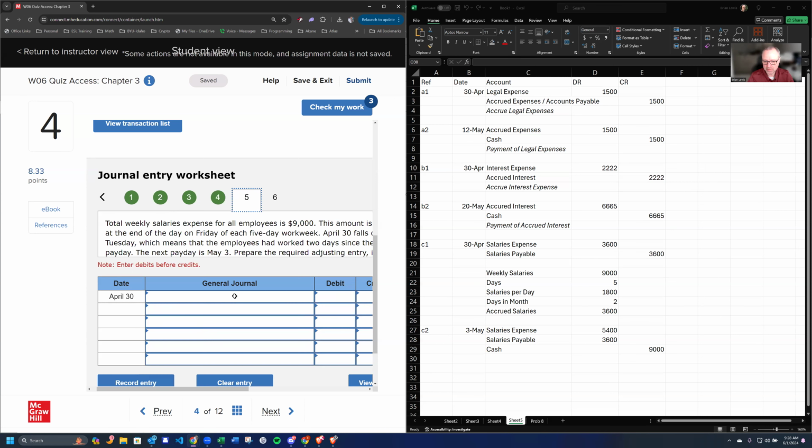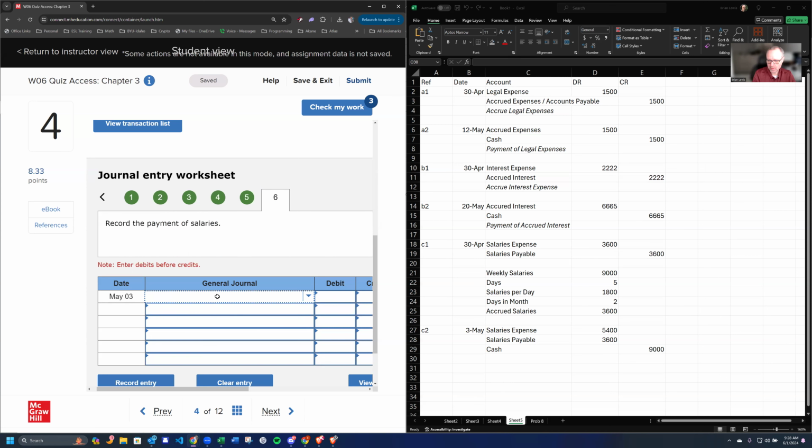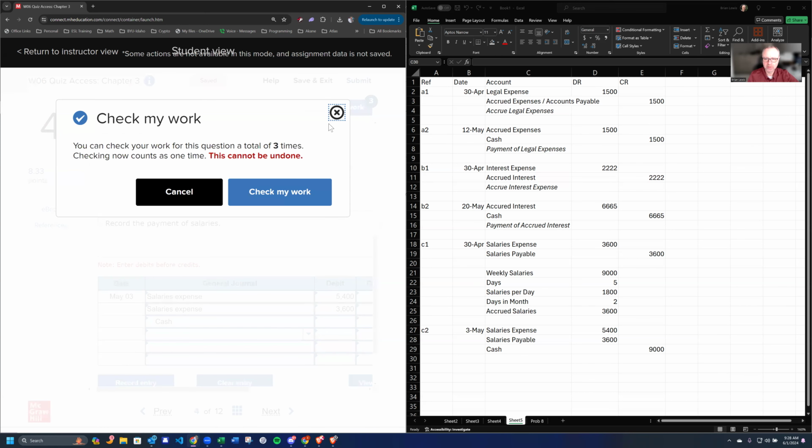Right? And then this next one is salaries expense for 3,600 and salaries payable for 3,600. And then lastly, salaries expense for 5,400, salaries payable for 3,600, and then cash for 9,000. Okay, let's see if I got it right. Cross your fingers.